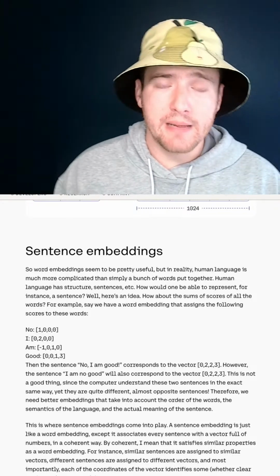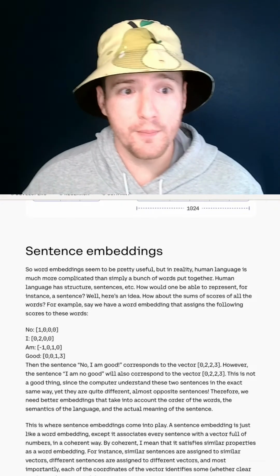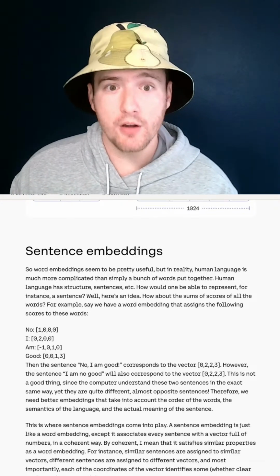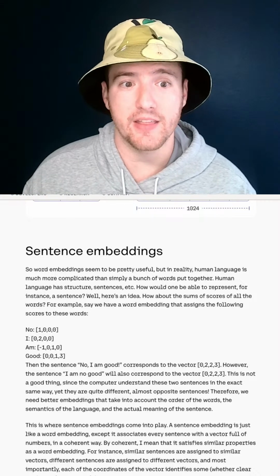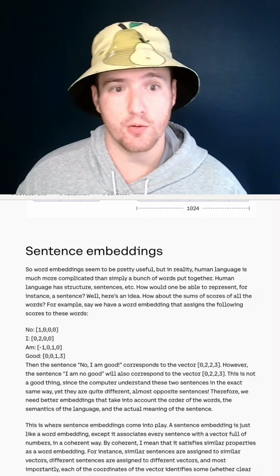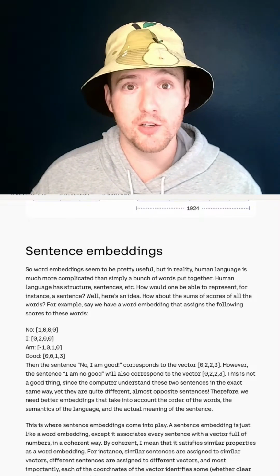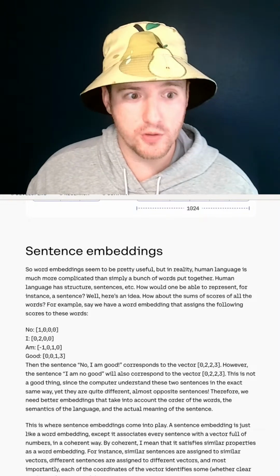So just like we can embed words, we can embed sentences as well. Word embeddings seem to be pretty useful, but in reality, human language is much more complicated than simply a bunch of words put together. Human language has structure, sentences, etc. How would one be able to represent, for instance, a sentence? Well, here's an idea. How about the sums of scores of all the words?